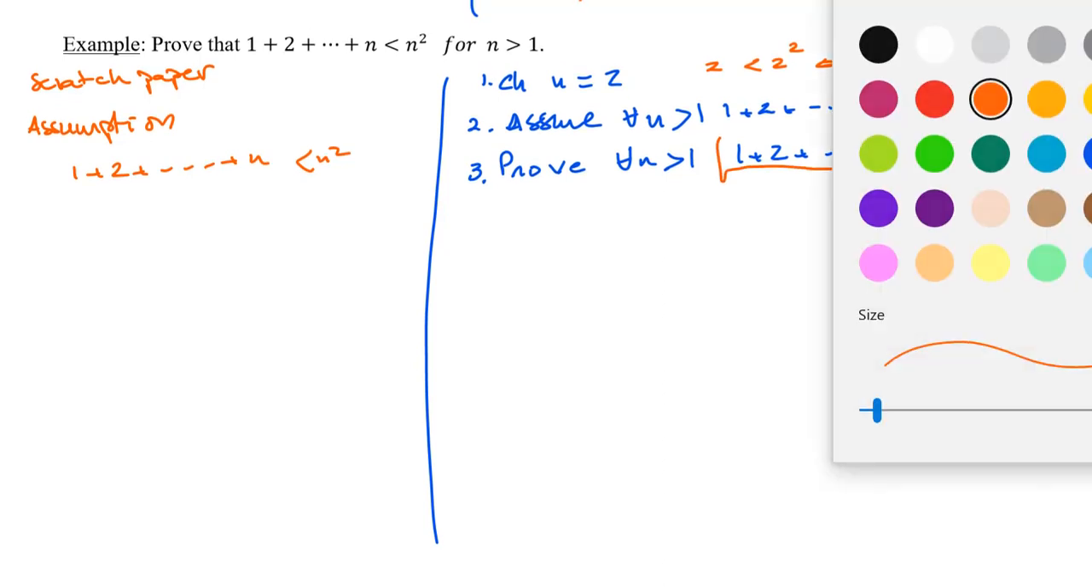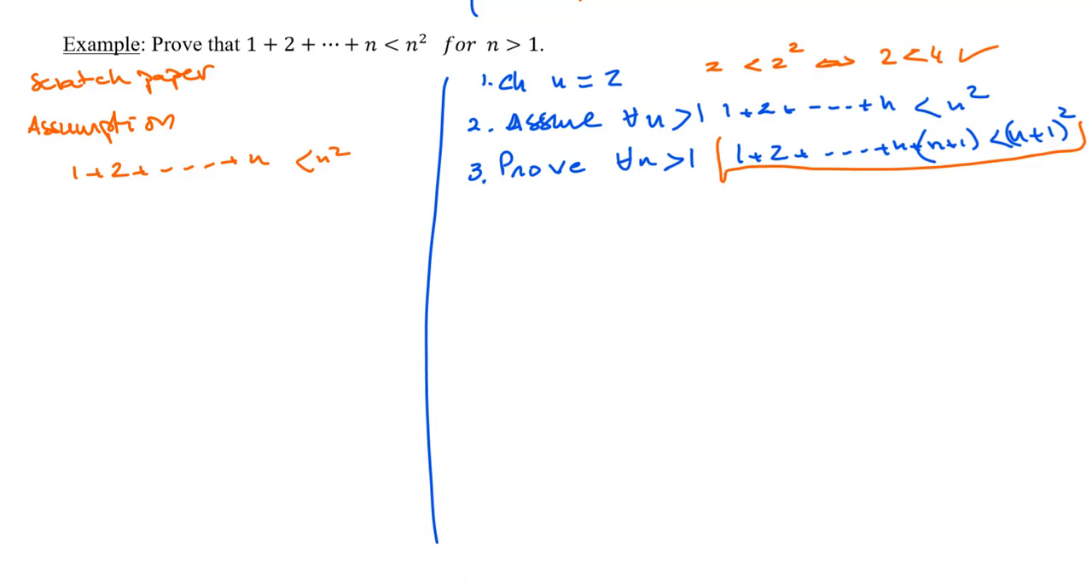So if I add n plus 1 here, and I add n plus 1 here, I will end up with the following: 1 plus 2 plus all the way to n plus n plus 1 is less than n squared plus n plus 1. So I'm almost done, the left hand side is done, but all I need is to prove that n squared plus 1 plus n is less than n plus 1 quantity squared.